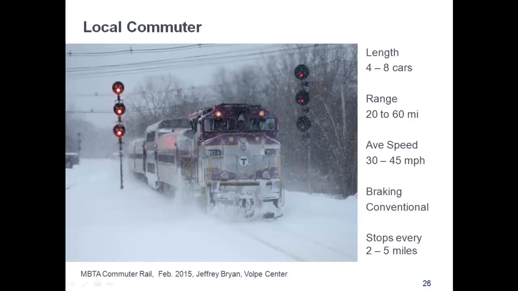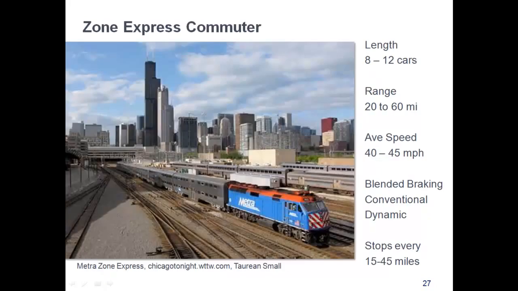The local commuter has a range of 20 to 60 miles. The example shown is the MBTA commuter train outside of Boston. A local commuter train makes every stop, which are typically 2 to 5 miles apart. The Zone Express commuter train will cross multiple zones before stopping. The photo shows a Metra train in Chicago leaving Chicago Union Station.